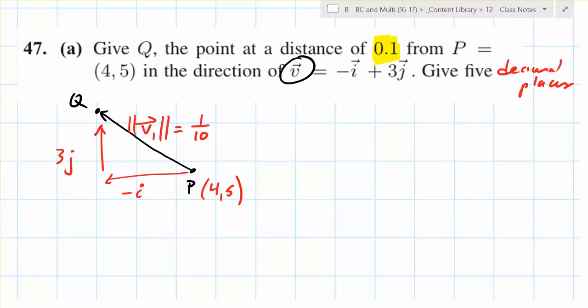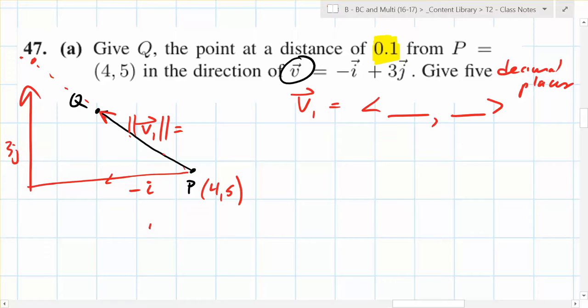How do we figure out what the components are going to be? Vector V1 is going to have two components. We know that the magnitude of that vector is 1/10, and we know the direction. How do we figure out what the components are going to be? 4 plus 1 over 10 times the unit. So say that again? 4 plus 1 over 10 times the unit.